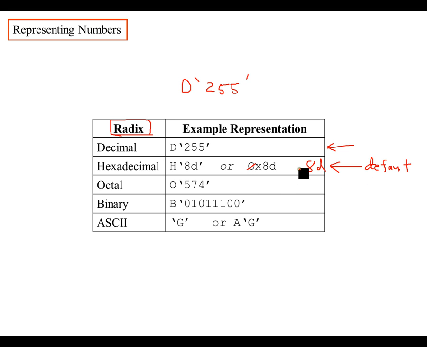If you use anything other than the default, then you have to use the letter and then the tick marks, before and after. And if you do ASCII, like if you say hello or something like that, then you need to use the tick marks, or you can use an A at the front of it as well, but you don't really have to. So that's how you represent numbers and ASCII in the assembler.